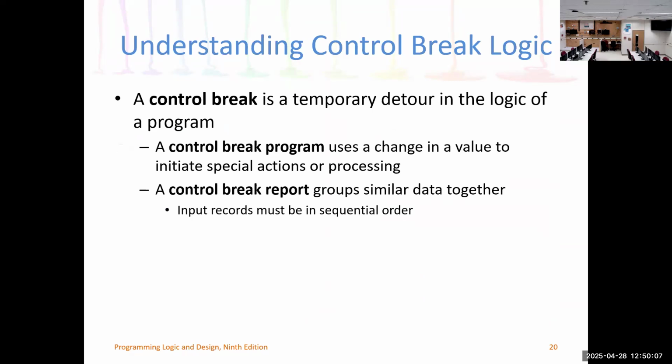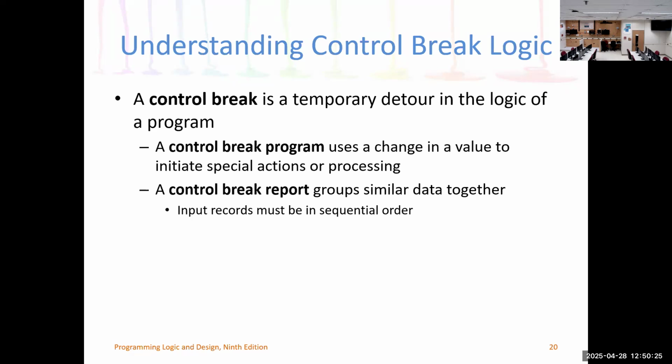So what is a control break? A control break is a temporary detour in the logic of the program. A control break program uses a change in the value to initiate a special action or processing here, and the control break report groups similar data together. Right? Think about this one here.